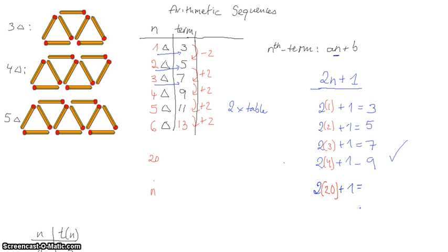I can now also check or use my formula to find out the value I didn't know here for 20. By doing 2 times 20, I'm substituting into this formula 2 times 20 plus 1. That is going to be 41. And so that value has to be 41 here.